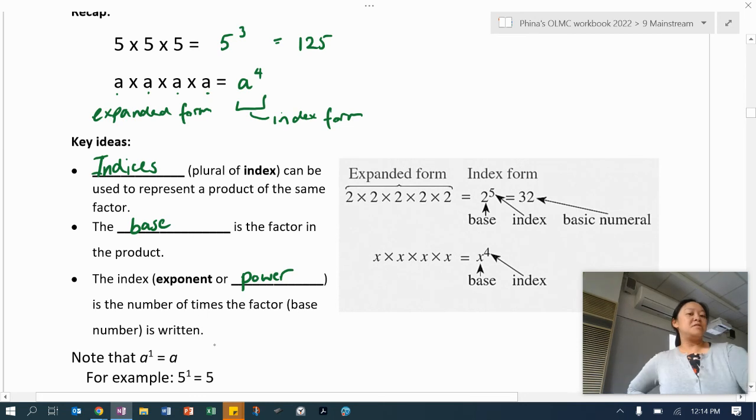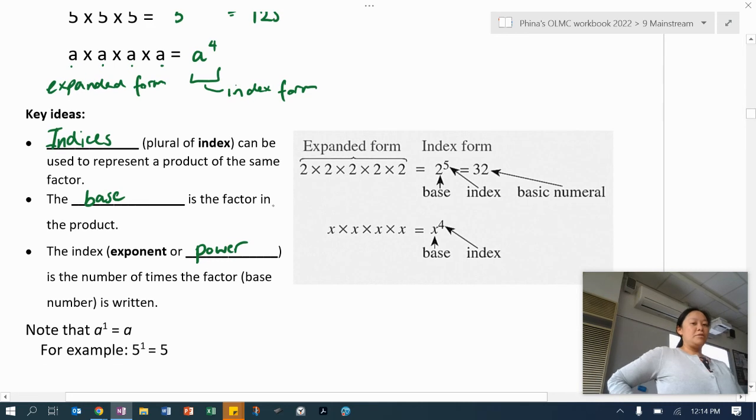Okay, so there's another example on your right there. We've got 2 times 2 times 2 times 2 times 2. So we could say that that's 2, that's the factor, to the power of 5, because we're multiplying it by itself 5 times. Okay? And then we could do the same with algebra, with letters: x times x times x times x times x times x.